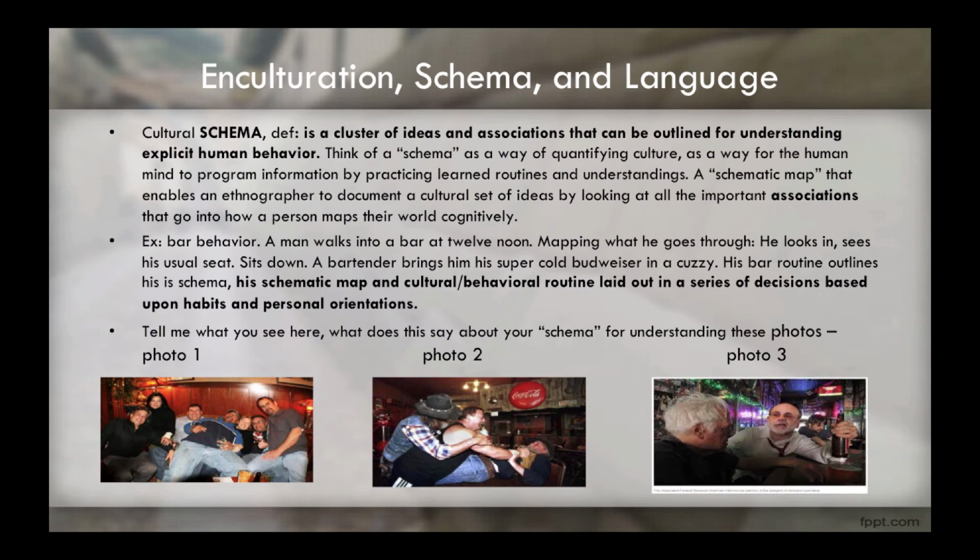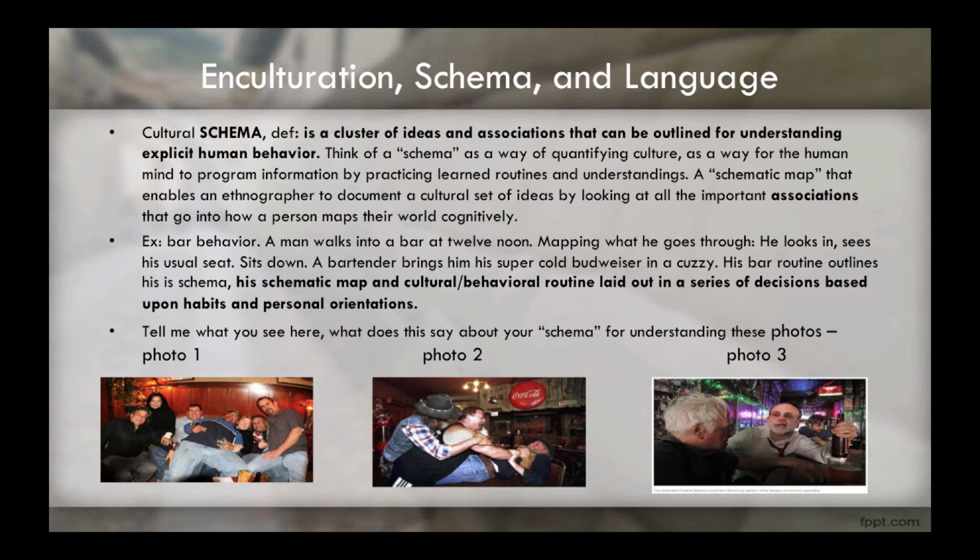If we do believe that culture determines what we are through development, from learning, etc., then what's the method by which culture comes into us, the enculturation process? Well, there's a good deal of evidence that supports that. Part of that is defined by what we call schemas. In psychology, it's a cluster of ideas and associations that can be outlined for understanding explicit human behavior. Think of a schema as a way of quantifying culture, as a way for the human mind to program information by practicing learned routines and understandings.